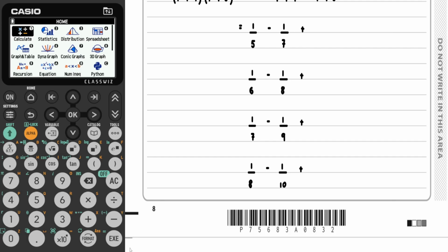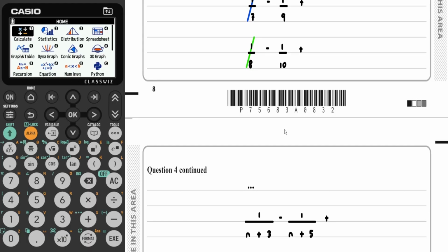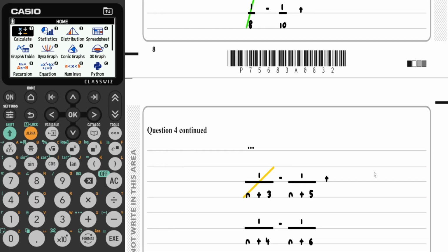We now have to see which terms cancel out. We've got this -1/7 cancelling with this 1/7. We've got this -1/8 cancelling with this 1/8. Now, if we think about what the -1/9 will cancel with, that will cancel with the 1 over n+3. And if I think about then what this -1/10 cancels with, that will cancel with the 1 over n+4.